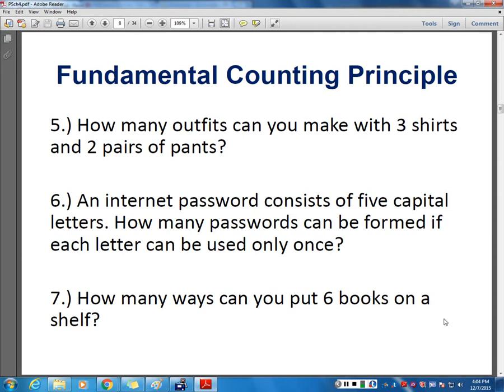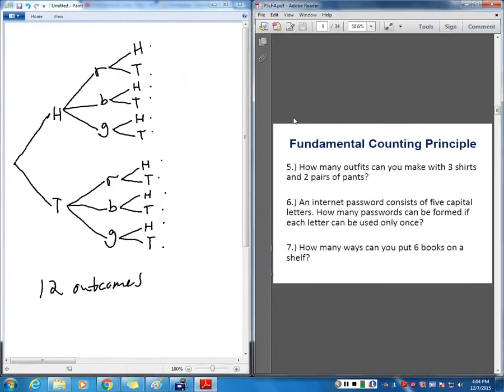For example, let's say you're going to camp or you're going on vacation for a week and you have 3 shirts and 2 pairs of pants. Well, how many outfits can you make if you take that in your luggage? The fundamental counting principle will help us find out.